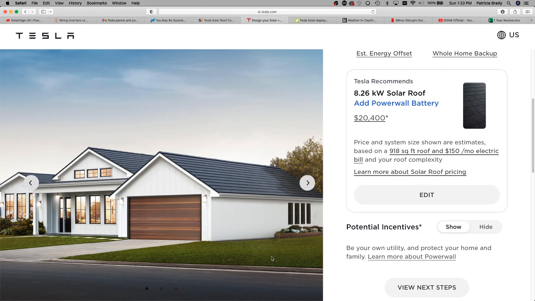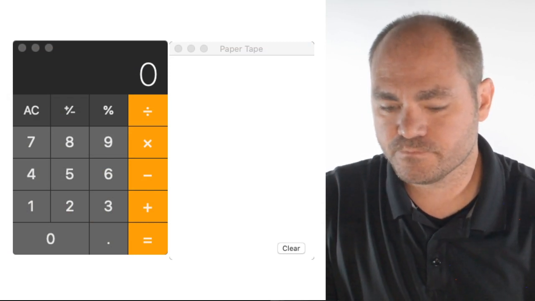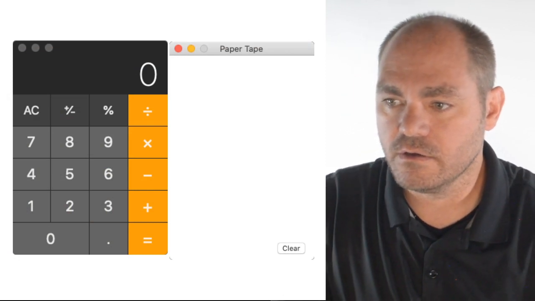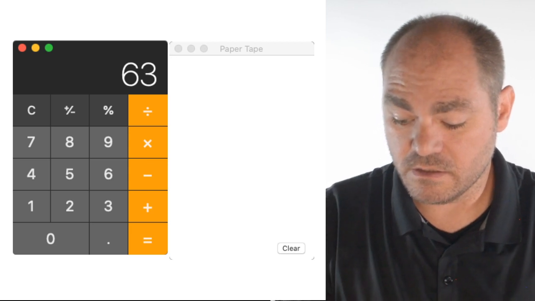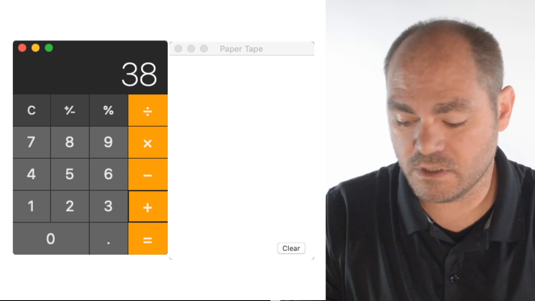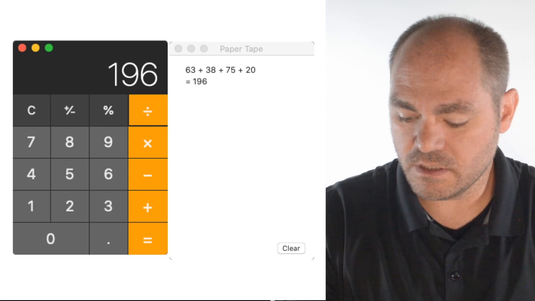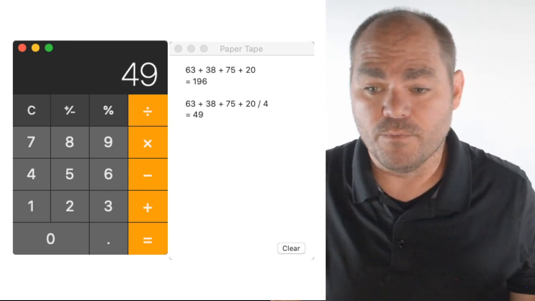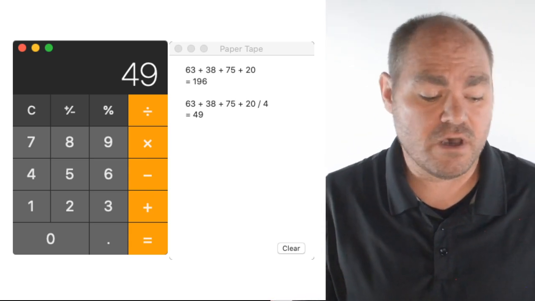So if we were to go to the calculator here and just add those up, I've got to get my cursor into the calculator. So the first one was 63,000. The second one was 38,000. The next one was 75,000, and the last one was 20,000. Divided by 4, 49,000. I mean, we're in the ballpark, right? They had estimated about 44,000. So maybe this article is closer than I thought.